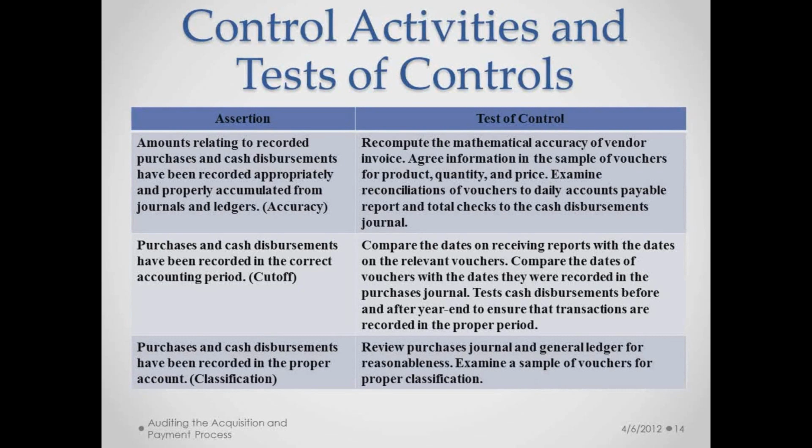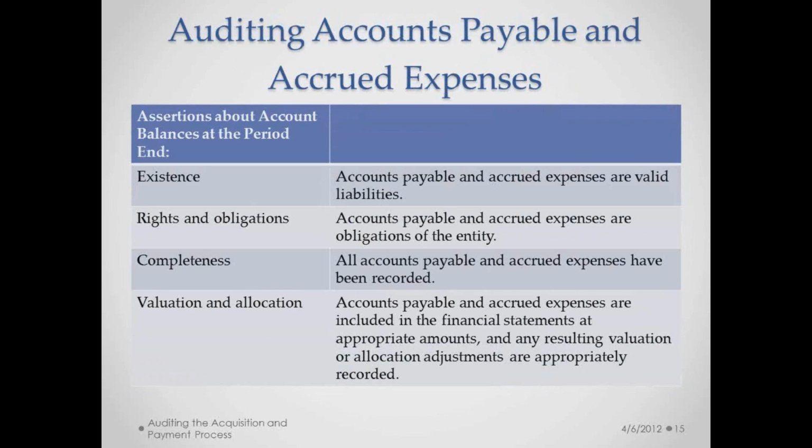Cutoff, same as we look at cutoff for the revenue process, you look at the shipping documents. Here you're going to look at receiving reports, right? Again, because they trigger the recognition of a liability, and look at the dates and compare those on the relevant vouchers. Compare the dates with the voucher dates, make sure that they are recorded in the purchase journal in the correct period. And then classification is looking at the purchasing journal, the general ledger. You're testing those for reasonableness and making sure that they've been properly classified. So those would be tested transactions, right? So those are transactions related to purchases and cash disbursements.